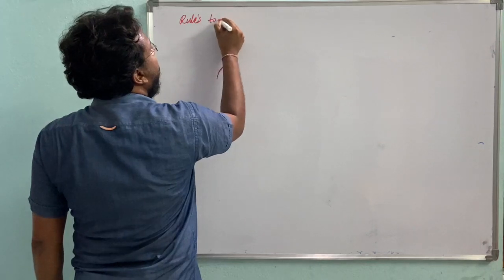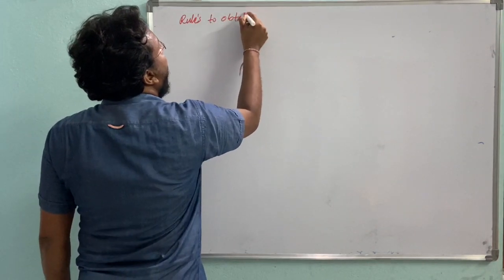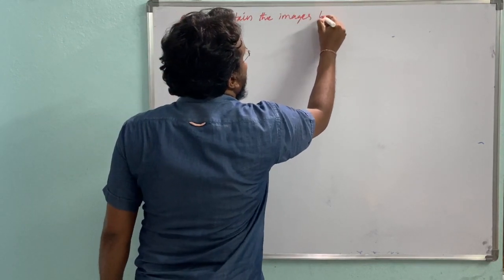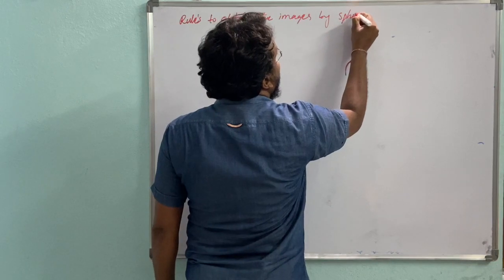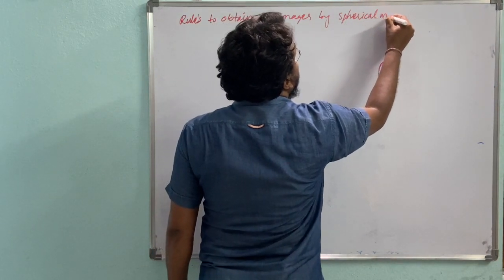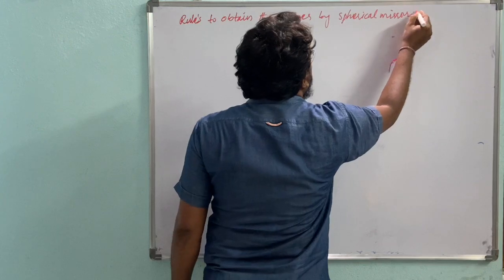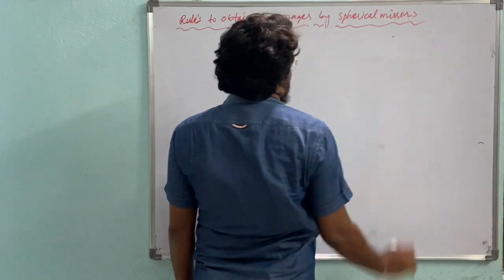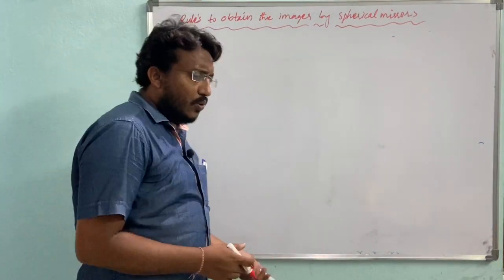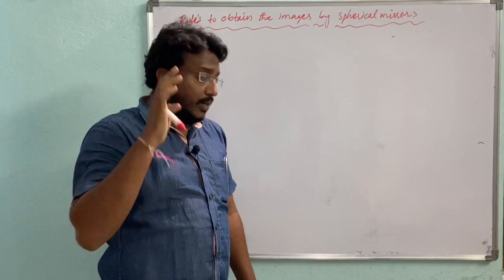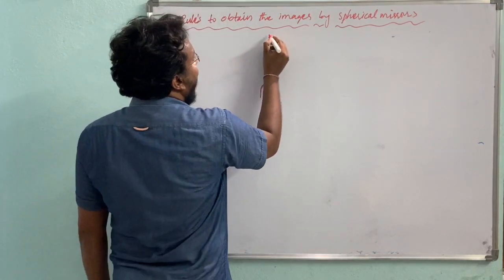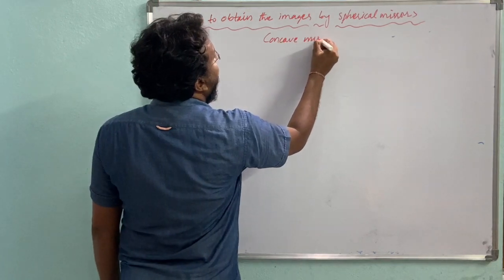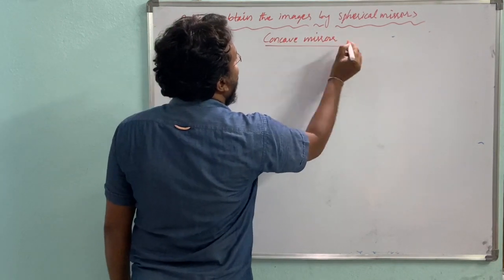Rules to obtain the images by spherical mirrors. Spherical mirrors means again two are there now, concave and convex. These rules are the same for concave and convex, but I will explain concave mirror and convex mirror separately. And here we are going to discuss the case of concave mirror. Have you understood or not?